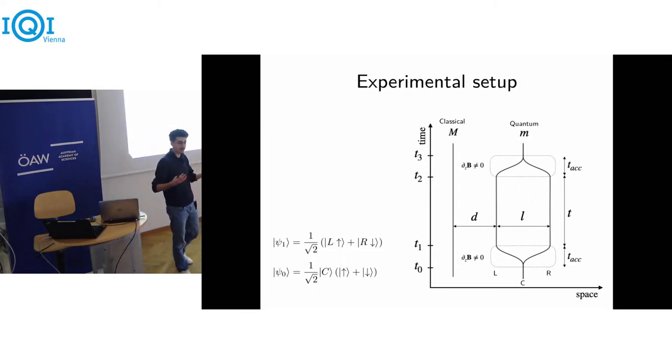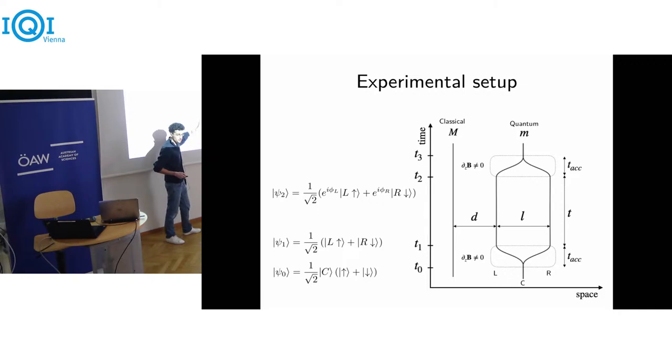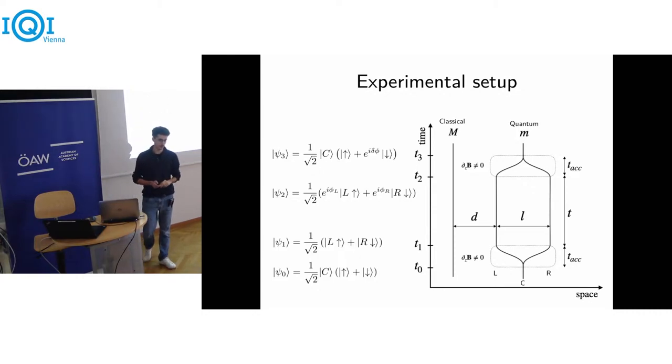And then we let it evolve freely, but through the interaction with the gravitational field generated by the source mass, it's going to get a phase in each branch. But because the distance from the source is different in each branch, the phase that is accumulated is also different. So you have a phase on the left which is different from the phase on the right. And then we recombine the two branches, and that's time T3. We end up in a state for the spin which has accumulated a phase, delta phi, which is basically the difference of phase between the right and the left.